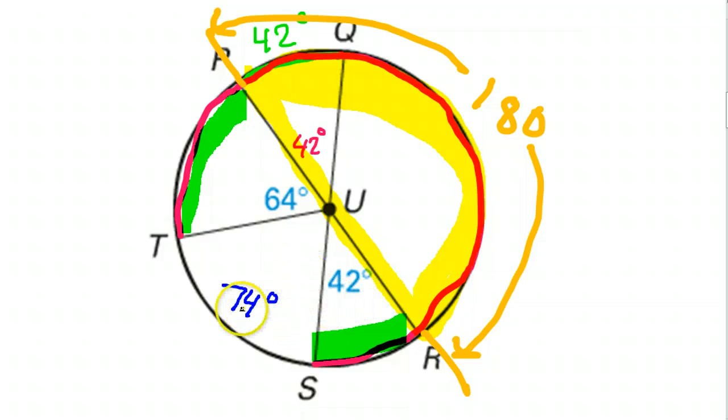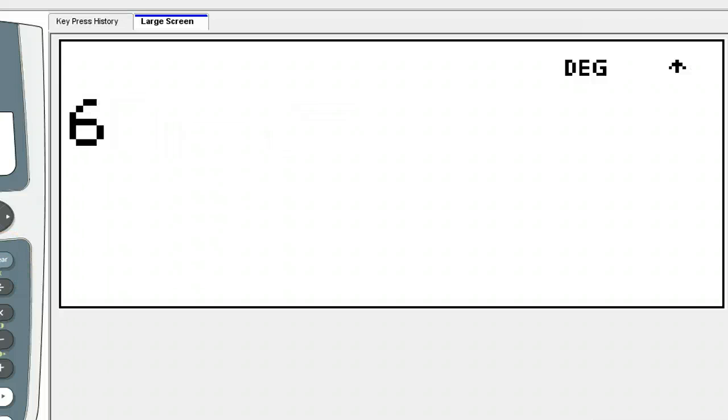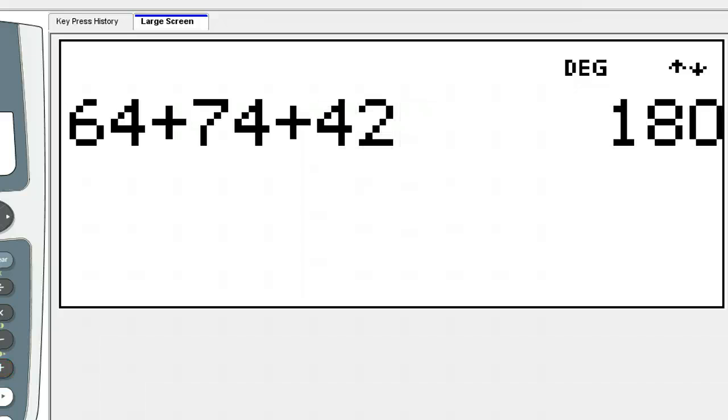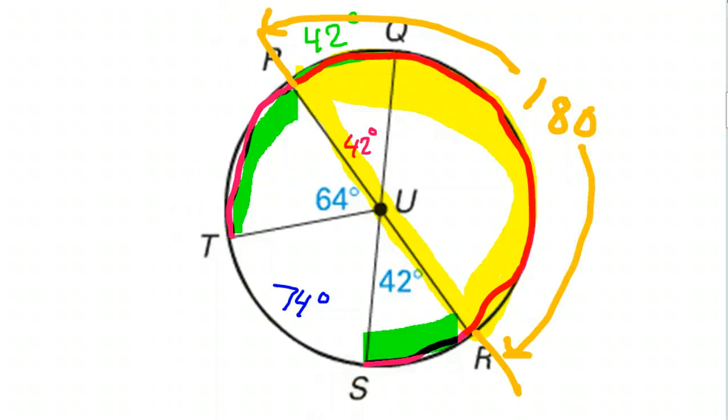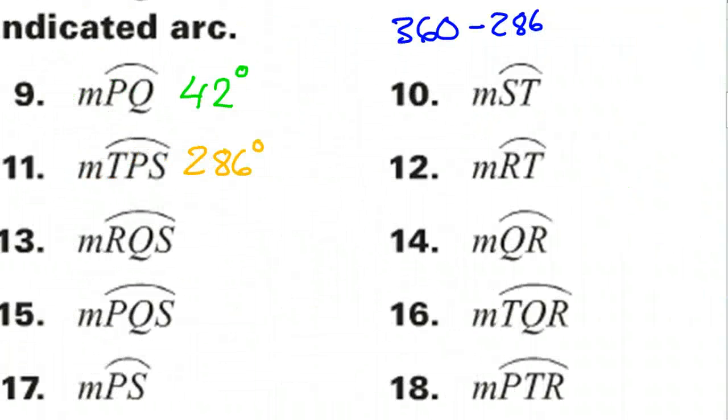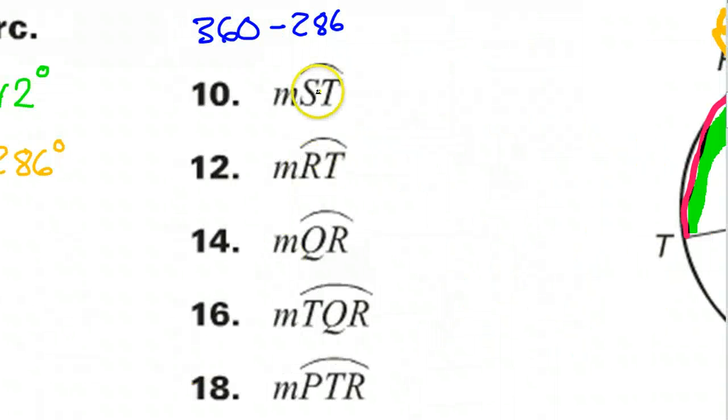And think about it. If you add all these up, it should make 360. You could check your answers. In fact, you know that this part over here is a semicircle. So if I add up 64 and 42 and 74, 64 plus 74 plus 42, oh, look at that, 180 degrees. What do you know? A semicircle. So that's another way of checking your answer. Okay, did I answer the question? 74 degrees.